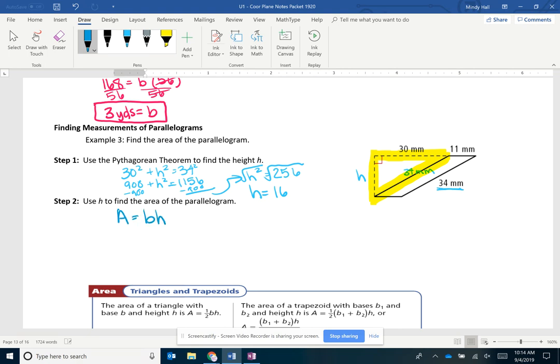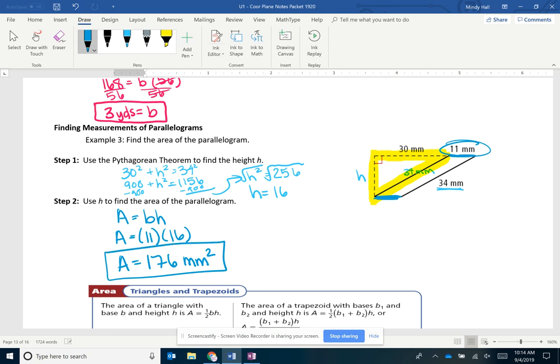So area is base times height. My base is going to be whatever it sits on. So in this case, it's 11. So 11 times 16, and 11 times 16 gives us 176. And so then our units would be millimeters squared.